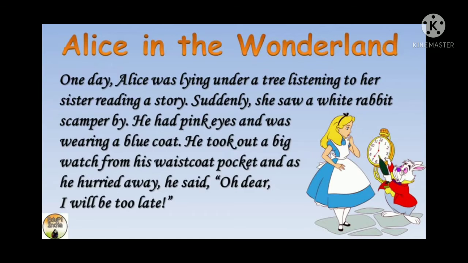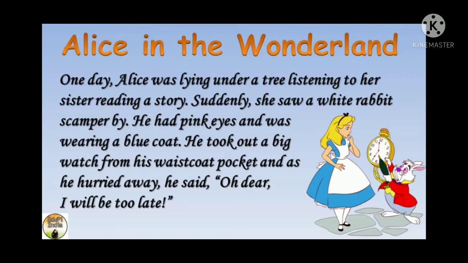He had pink eyes and was wearing a blue coat. See, it's surprising that the rabbit is an animal even though he was wearing a blue coat. He took out a big watch from his waistcoat pocket and as he hurried away, he said, "Oh dear, I will be too late." Here we can see surprising things. First one is the rabbit with the blue coat. Now after that he took a big watch from his waistcoat pocket. Here waistcoat means a man's sleeveless garment worn under a coat.